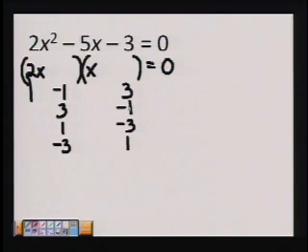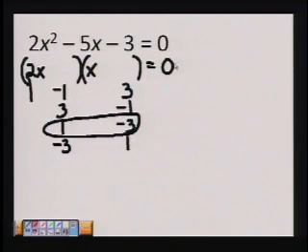The next combination, negative 1 times 2x is negative 2x. 3 times x is 3x. 3x and negative 2x is 1x. So that's not our sum. Let's try this combination. Negative 3 times 2x is negative 6x. 1 times x is x. Negative 6x plus x does give us negative 5x. So this is our choice.